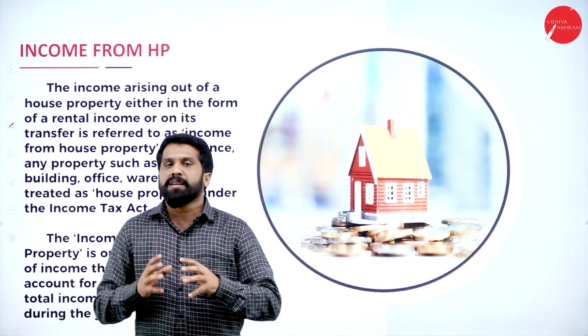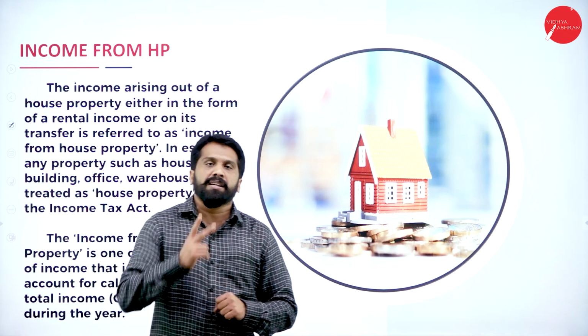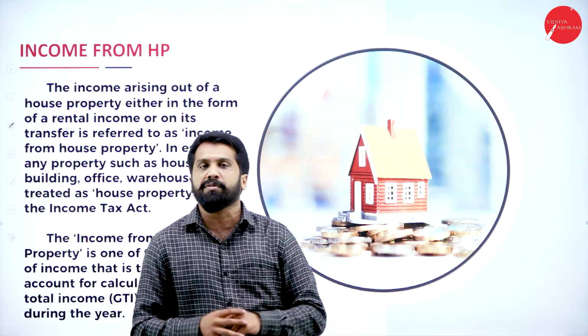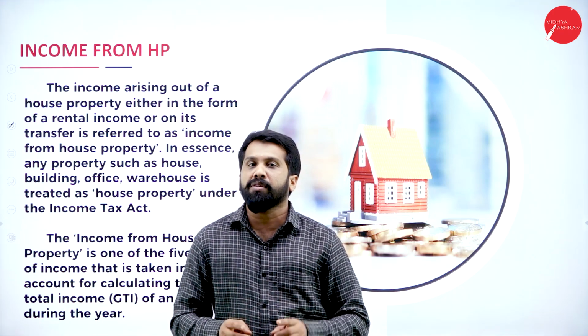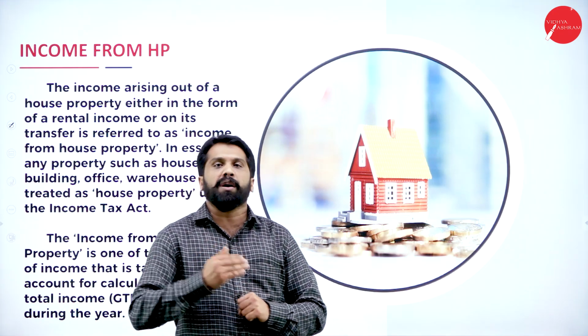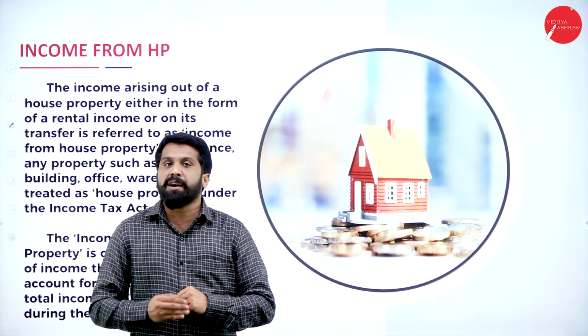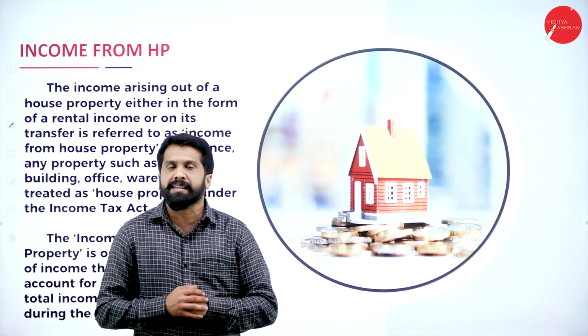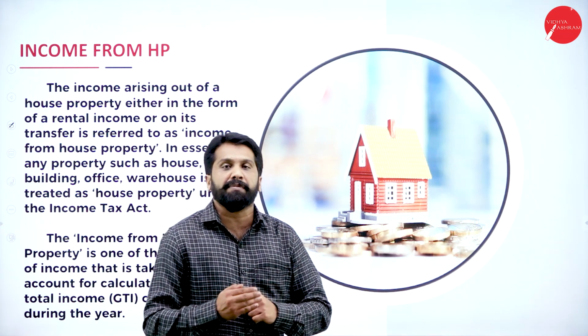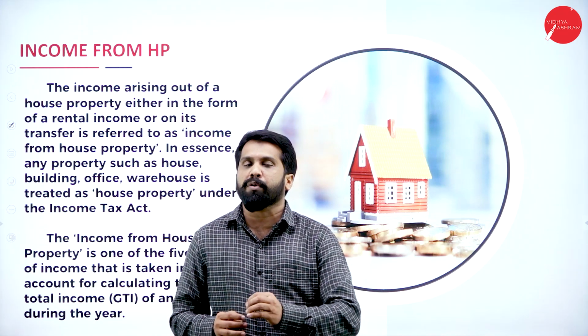Before we go to the definition, I'll give you a brief idea. For example, you have 2 houses. One house you are living in, and one more house you have given on rent. Now, in this, the one you have given for rent, we call it a let out property.